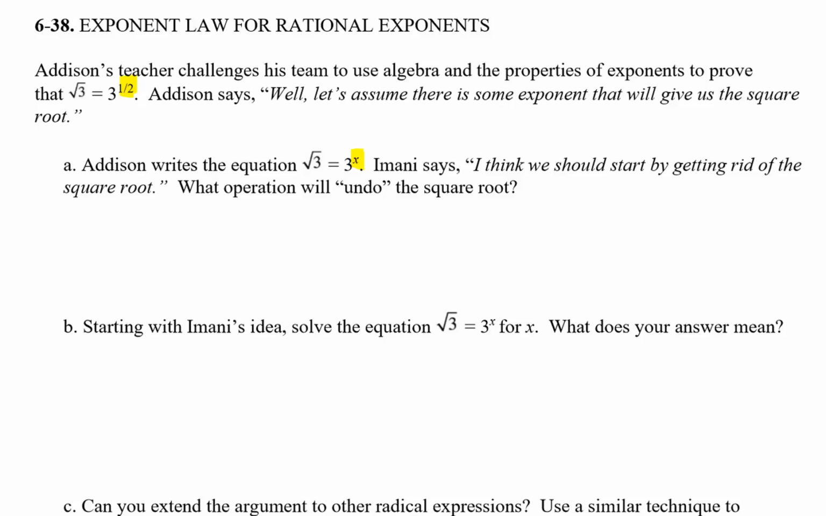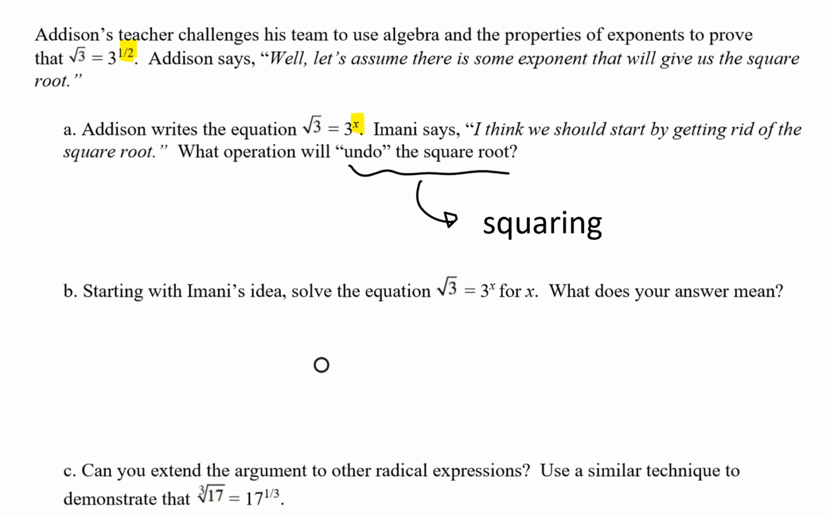And we're going to do that by starting with the fact that the operation that undoes the square root is squaring. So we're going to square both sides of this expression. Oh, that's cute, squaring. So it says, start with Imani's idea, solve the equation, the square root of 3 equals 3 to the x for x. What does your answer mean? So I'm going to start by squaring both sides.